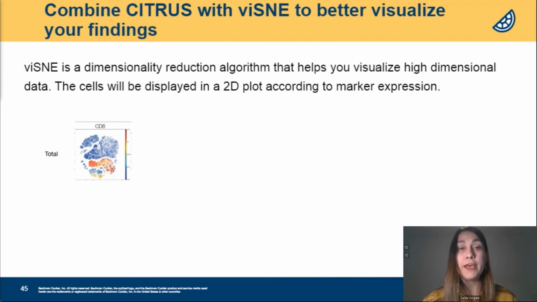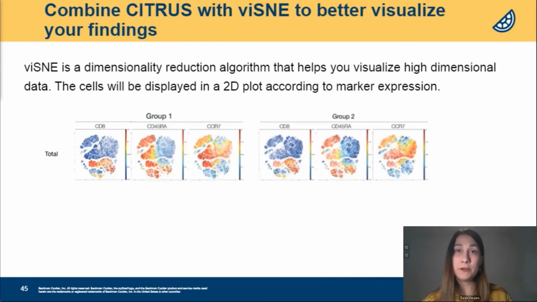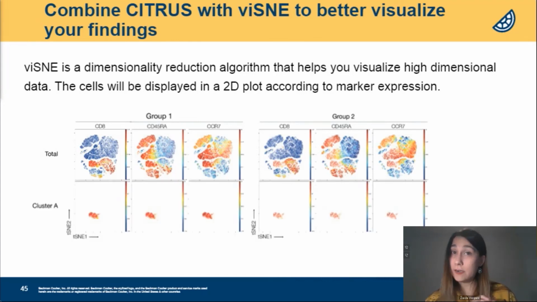We can do that not only for CD8, but for other markers. So here we have on the left our group 1, the total sample, and we can see the regions where CD8, CD45RA, and CCR7 are expressed, and the same on group 2. Of course, when we are looking at the entire sample, it's not easy to spot the differences, no? But if we only look at cluster A, for instance, we can already see that there are more cells, there are more dots on group 1 compared to group 2.